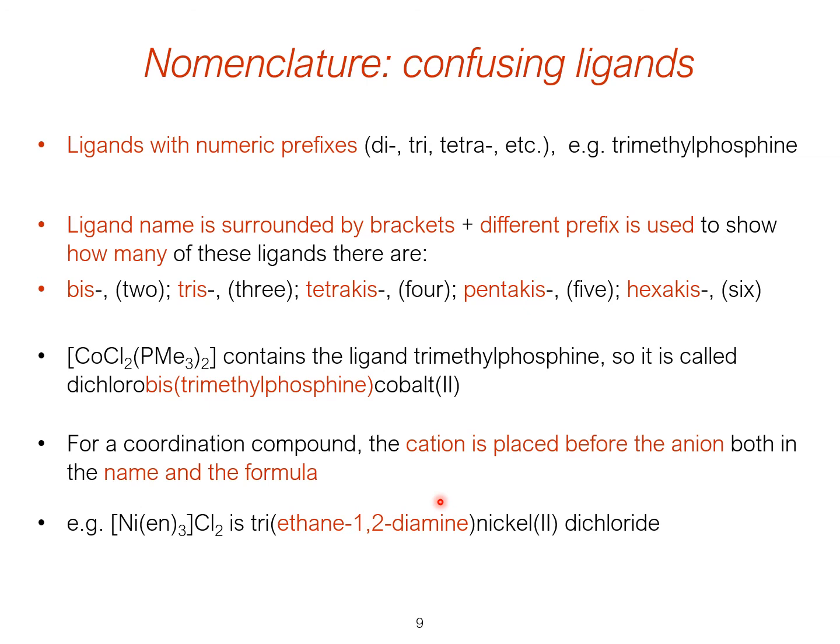And very finally, for coordination compounds, so if they're not ions, if they're neutral, the cation is placed before the anion in both the name and the formula. So in the example here, we've got the nickel complex ion here that's got a 2+ charge, that's named first, and then the 2 chloro ligands with a negative charge are outside it, and they're dichloride at the end there.